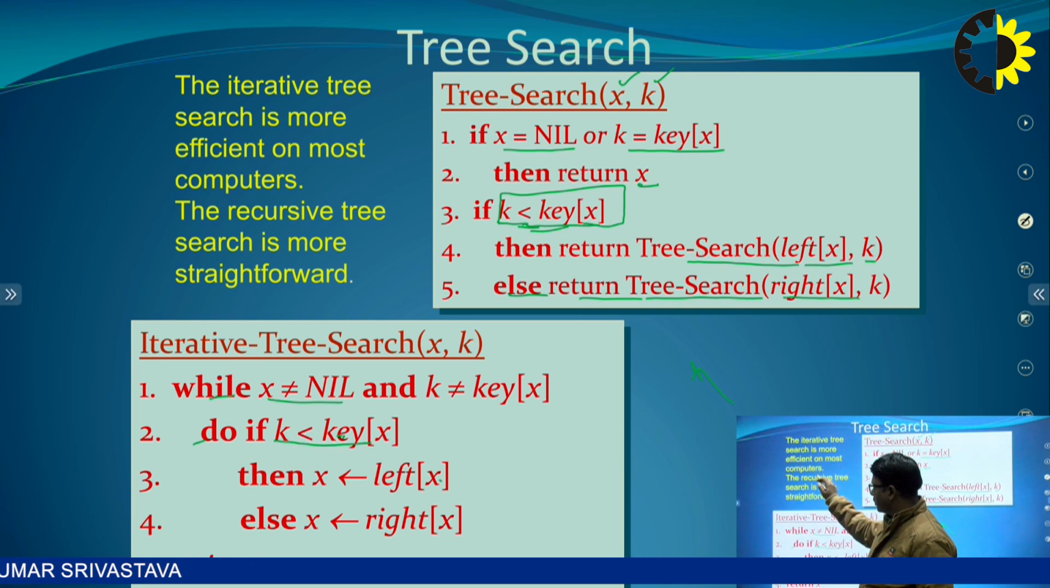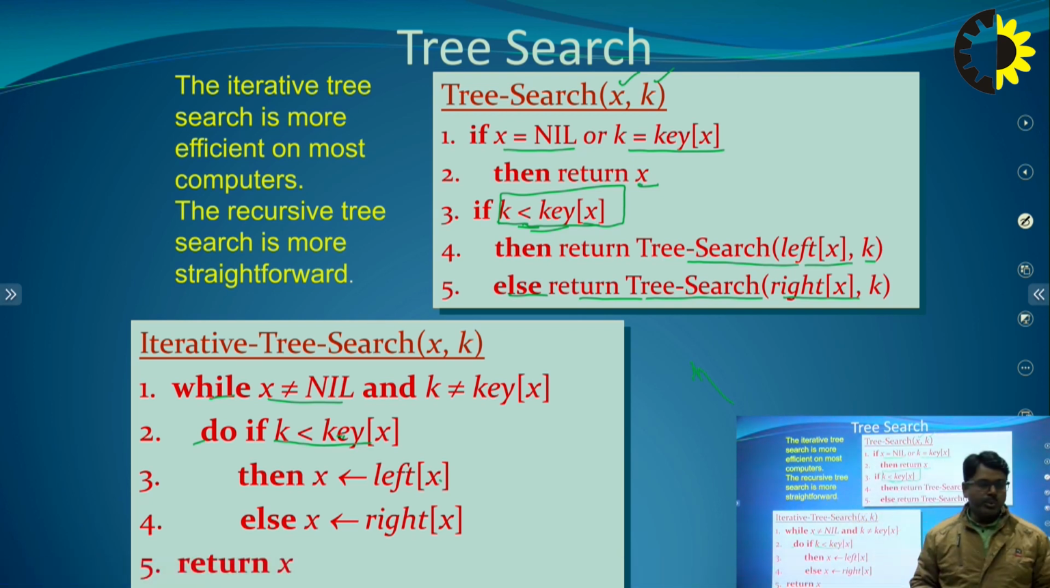more efficient on most computers, and the recursive tree search is more straightforward. What does more straightforward mean? We can say the systems are being compared, and it has been said that in some cases of computers, this iteration method is very efficient. But in some cases, it gets complex, because as the data increases, the complexity of this program also increases.